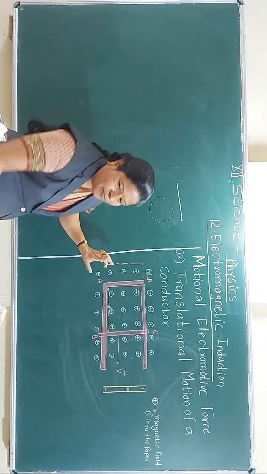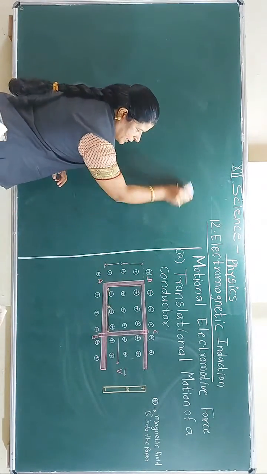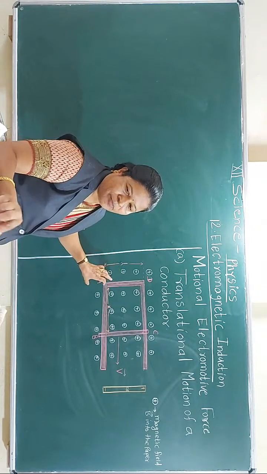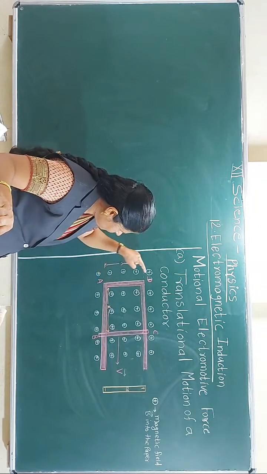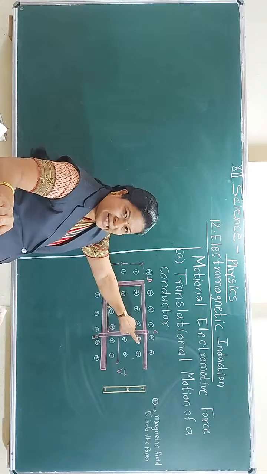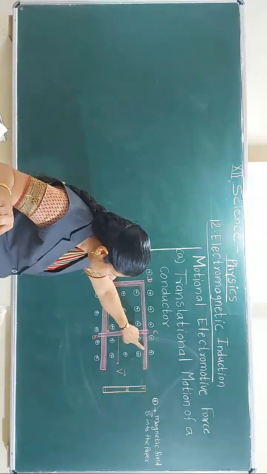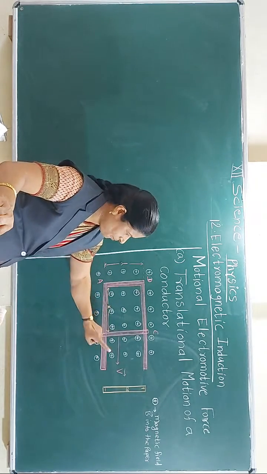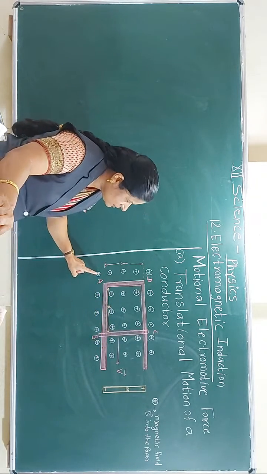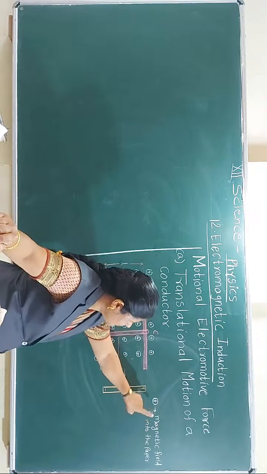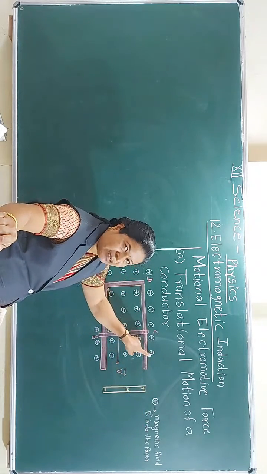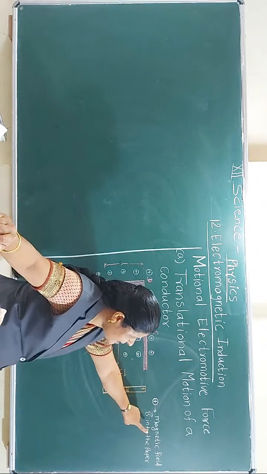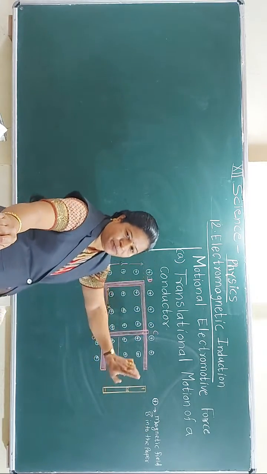In this diagram, a rectangular frame, see, this is shown by the red chalk. This is the rectangular frame. The plus sign, circle with it, is the magnetic field. It is the magnetic field into the paper.